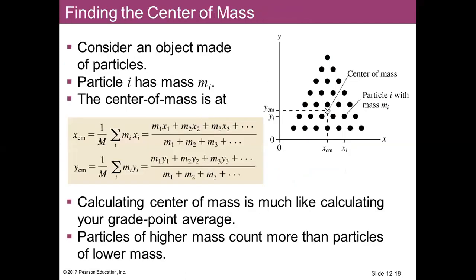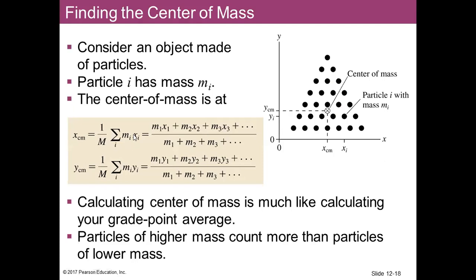Let's consider an object which is made up of particles. So we have particle i, which has a mass mi. If it is particle 1, the mass is m1. If it's particle 2, then the mass is m2, and so on. So the center of mass can be calculated as follows. We can get, for example, the coordinates of the centroid, where we get the x coordinate of the center of mass and the y coordinate of the center of mass.